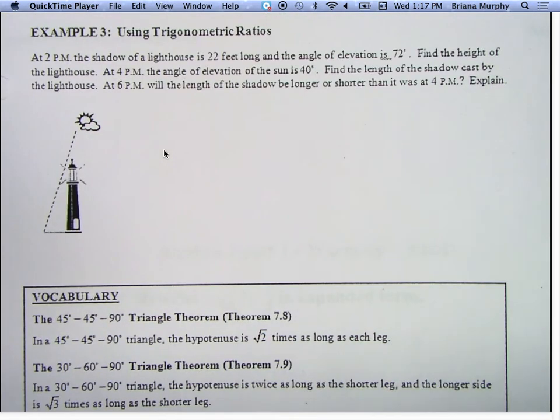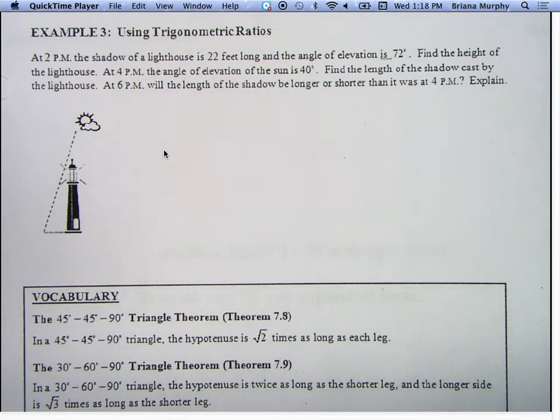Example 3, using trigonometric ratios. It has a lighthouse on it. At 2 p.m., the shadow of a lighthouse is 22 feet long, and the angle of elevation is 72 degrees. Find the height of the lighthouse. At 4 p.m. the angle of elevation is at 40 degrees. Find the length of the shadow cast by the lighthouse. Then at 6 p.m., will the length of the shadow be longer or shorter than it was at 4 p.m.?